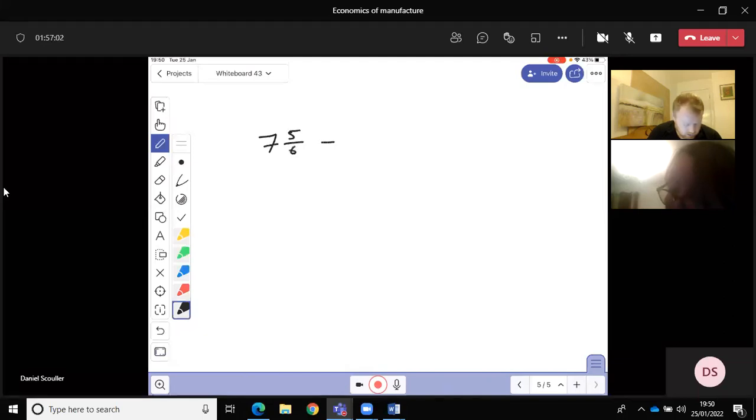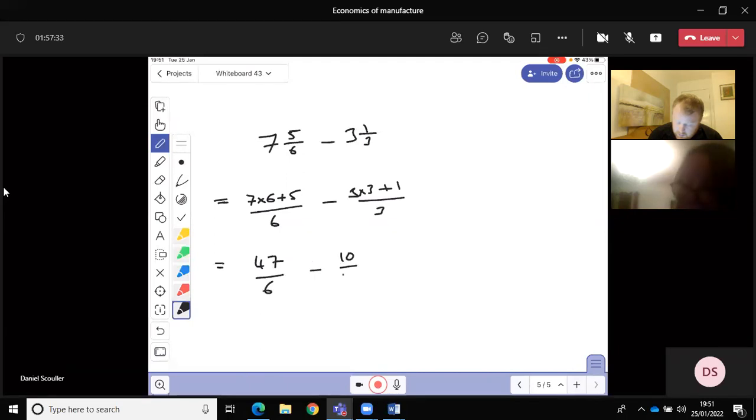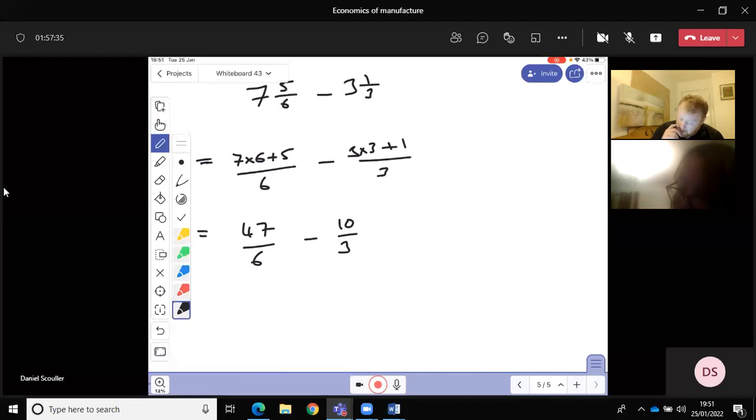756 minus 3 1/3. Okay, and I'll give you the option of doing this. Okay, so same process to make top heavy fractions, so that's still going to be our first point. Okay, so 7 times 6 plus 5. So this step's the same. 3 times 3 plus 1. What was that? 42, 47. Minus 9, 10. 3.